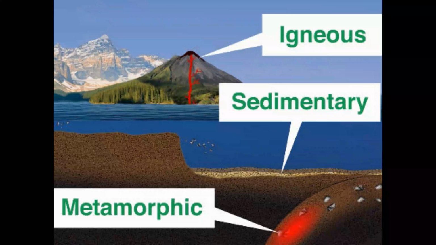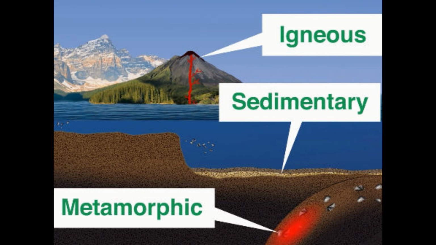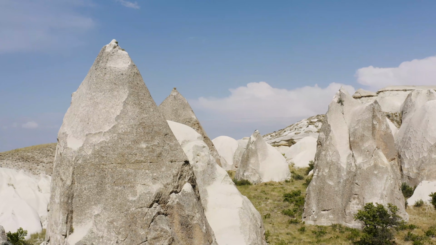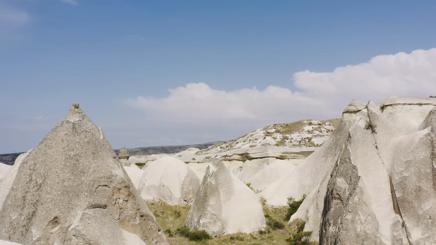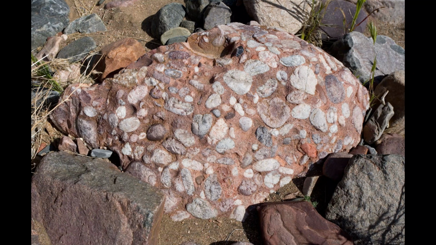Let's see the rock cycle. There are three main types of rocks: sedimentary, igneous, and metamorphic. Each of these rocks is formed by physical changes such as melting, cooling, eroding, compacting, or deforming that are part of the rock cycle. Sedimentary rocks.